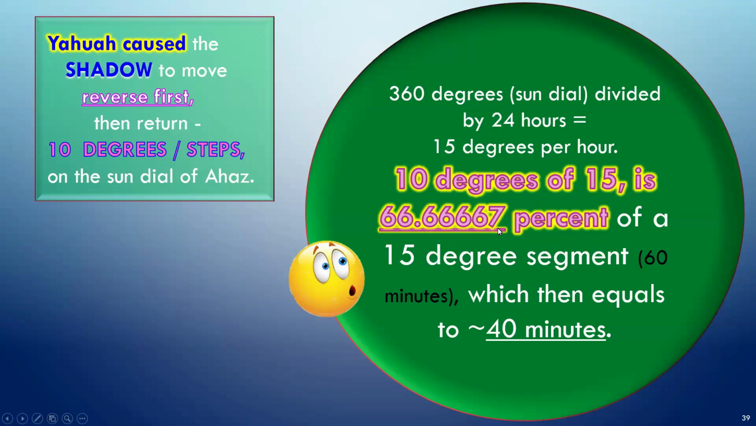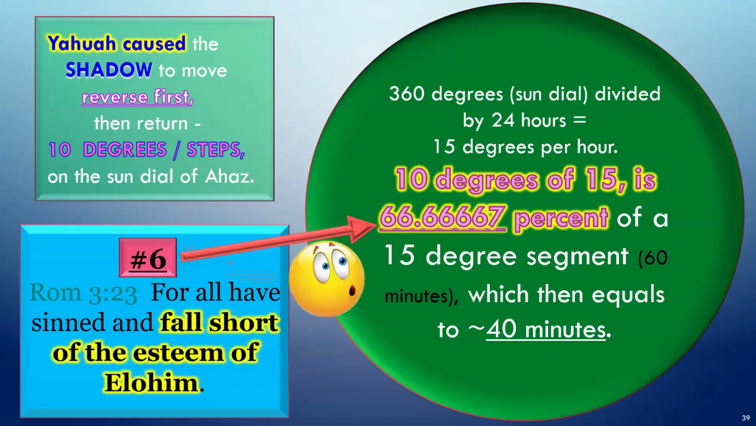10 degrees of 15 comes out to 66.66667. Are we connecting the sixth to man? Think of that very carefully. Number 6, Romans 3:23, for all have sinned and fall short of the esteem of Elohim. Number 6 is the number designated to man because he has fallen short of perfection.